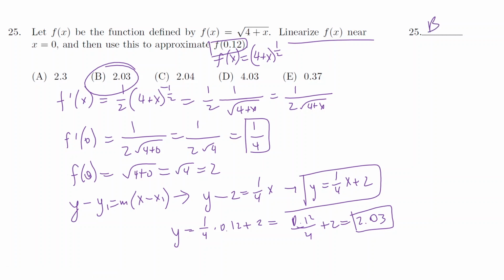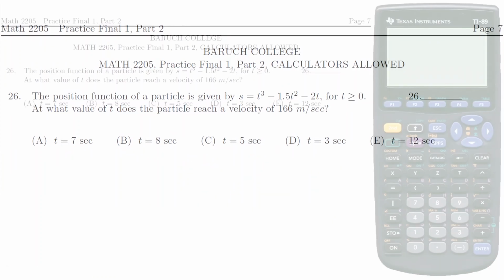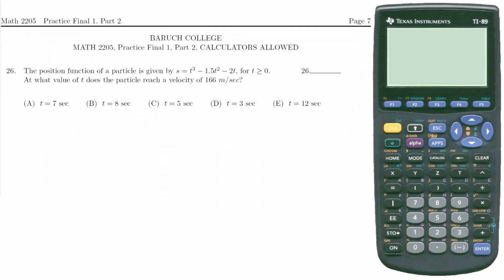We are now ready to move to the calculator section. And here we got this amazing calculator for us to help us with everything. But again, just because we have a calculator, it does not mean that we should not be writing stuff out. We absolutely should be. So let's go. Here we got problem number 26. This is our distance, and we need to find the velocity. We need to find the time t at which the velocity is equal to 166. So I know that s prime of t is equal to v of t.